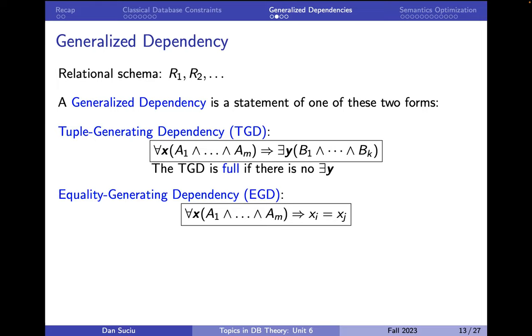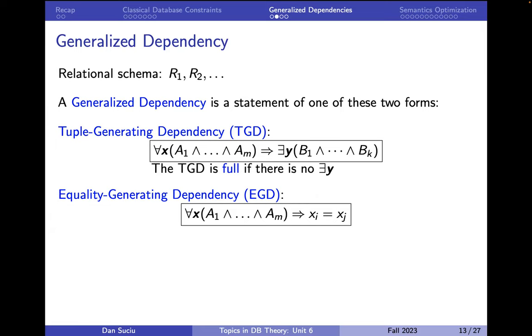Okay, the second kind is called equality generating dependency, or EGD, which has the same kind of predicate on the left, a conjunction of atoms. But the conclusion now is just a simple equality between two of the X variables. It's called an equality generating dependency.